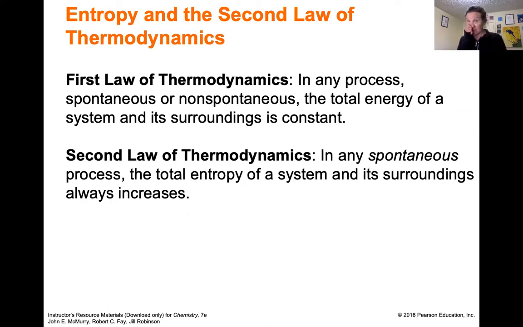So the laws of thermodynamics will help us determine when something's spontaneous. The first law that we saw back in Gen Chem 1 when you did thermochemistry says that in any process, spontaneous or non-spontaneous, the total energy of a system and its surroundings is constant. So we use that to determine how much heat and work flowed in and out of a system as a change took place. The first law doesn't tell you anything about which way the energy will move.